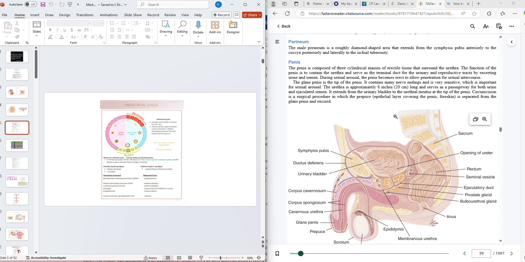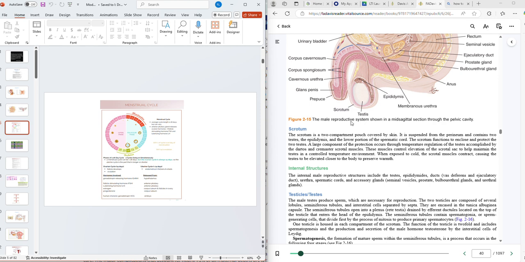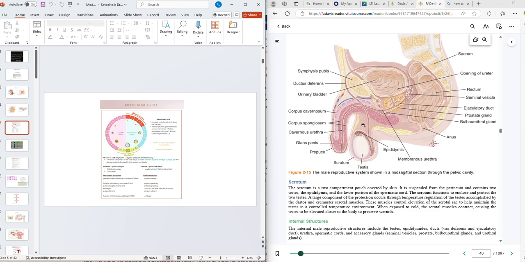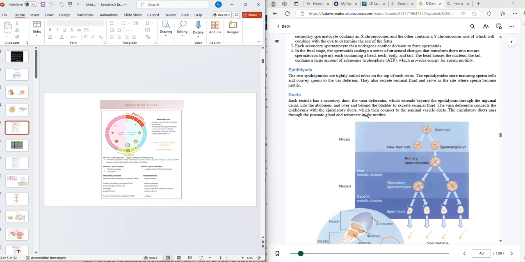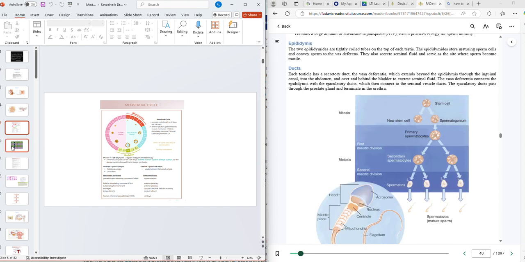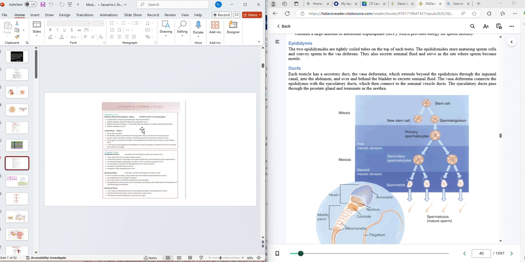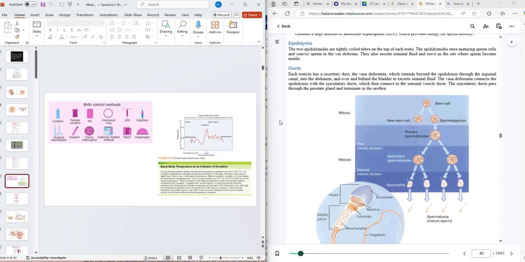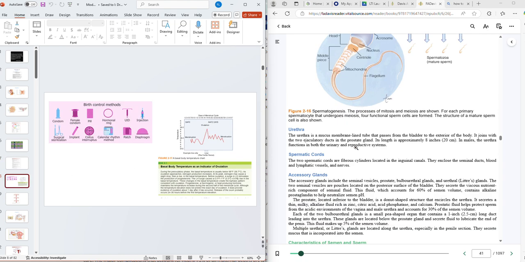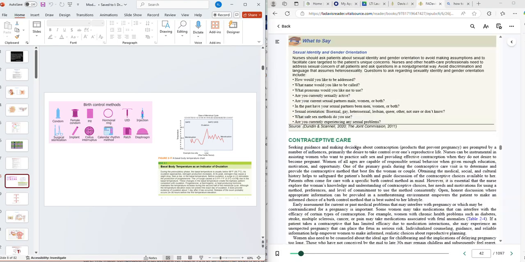Then it's talking about the male sex reproductive organs, testes, scrotum, epididymis, and epididymitis is if it's swollen. The prepuce and the glans penis, all of this here. This is the picture from in your book. And then different cycles. So let's go to page 45.